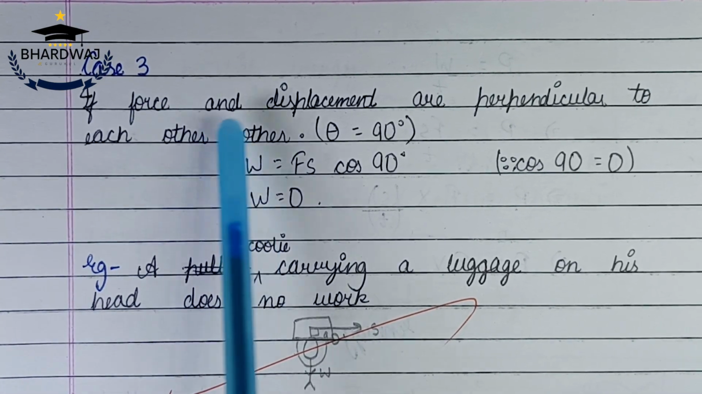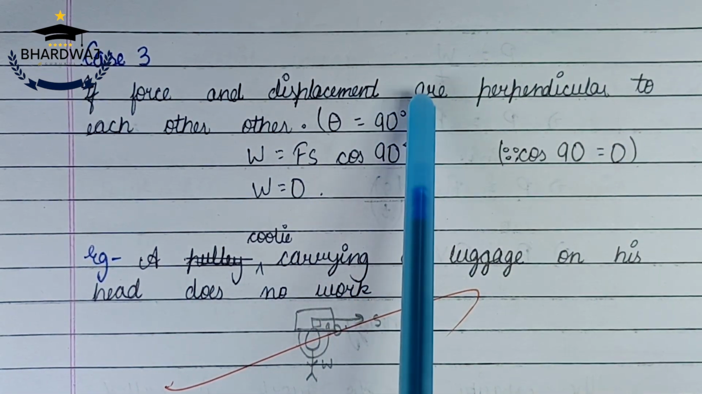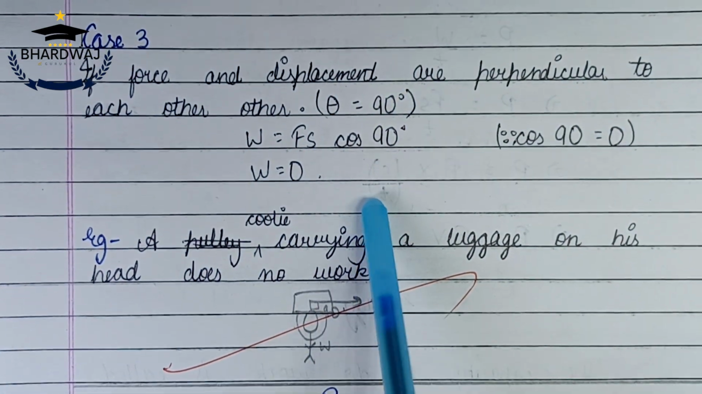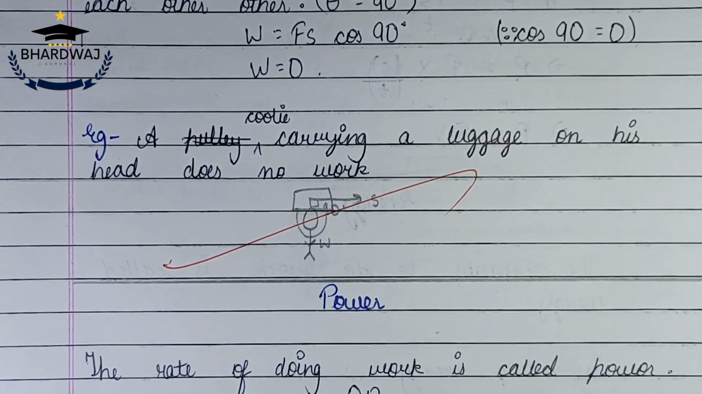Case 3: If force and displacement are perpendicular to each other, that is when theta is equal to 90 degrees, work done will be 0. Example: a coolie carrying a luggage on his head does no work.